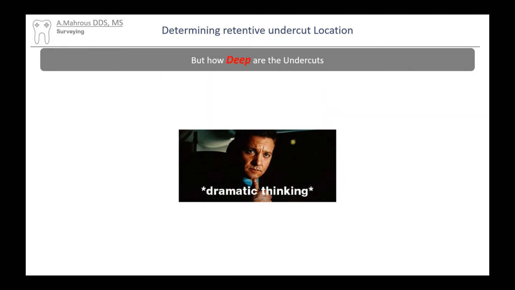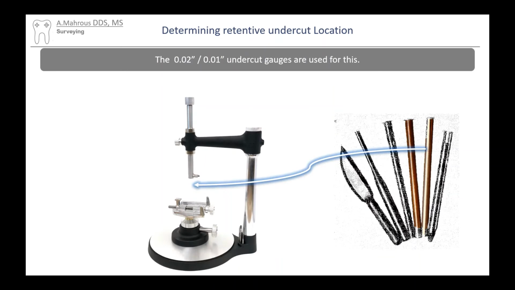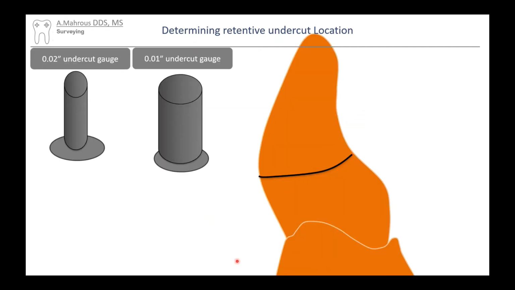But how deep are the undercuts, you ask? For that, we'll have to use undercut gauges. Typically, 0.02 and 0.01 undercut gauges are used. Let's assume that this is a cast, and this is a tooth that you've surveyed on that cast. This black line represents your survey line, thus this is the height contour.